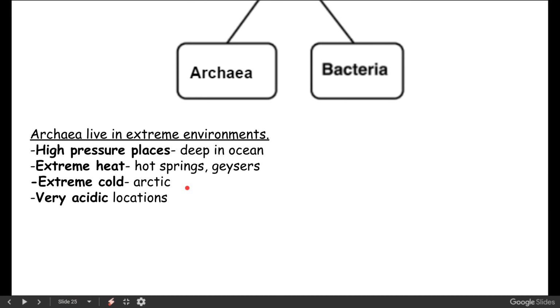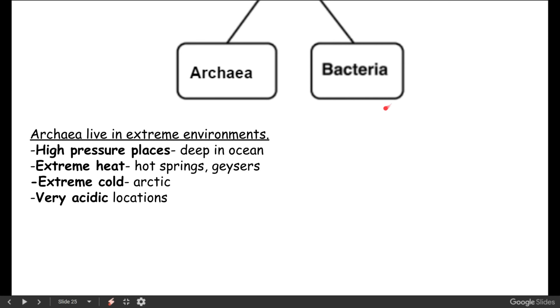So first with archaea, they live in extreme environments. So they can live in really high pressure places like deep in the ocean where you have all that weight from the water kind of sitting on those. So they can live in very deep places in the ocean. They can live in extreme heat like hot springs or geysers. They can live in extreme cold like in the Arctic. Or they can live in very acidic locations. So remember, archaea, which I want you to write at the very top of your notes, live in extreme environments. So in environments that most other things wouldn't be able to survive.